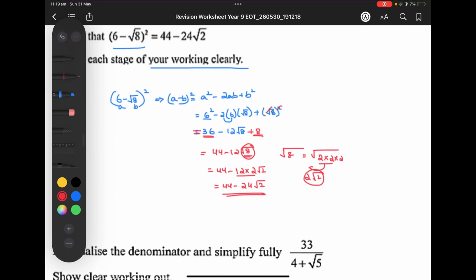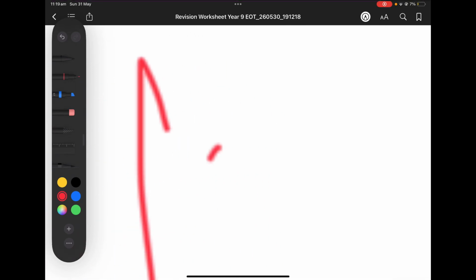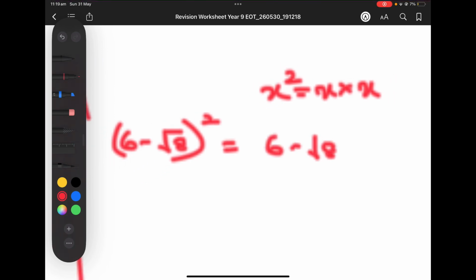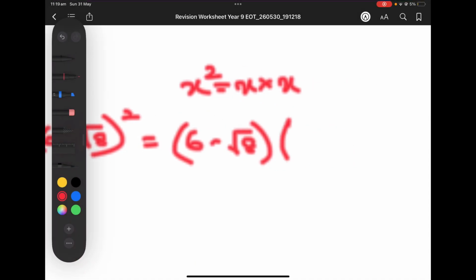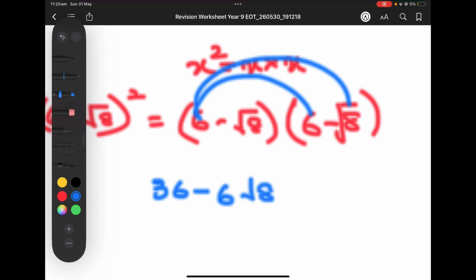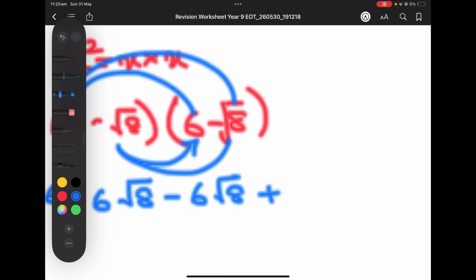Okay. Now, this is one way of doing it. Another way of doing it is writing (6 minus root 8) whole square is what you have. What does that mean? Like x square is equal to x times x, the same way, 6 minus root 8 times 6 minus root 8 is what I have. Now each term multiplies with the other term. 6 multiplies with 6, 36. Then 6 multiplies with minus root 8, it becomes minus 6 root 8. Then this multiplies with this, it becomes minus 6 root 8. And then root 8 into root 8, minus into minus, plus root 8 into root 8 is 8.